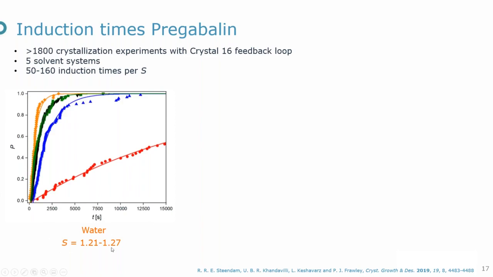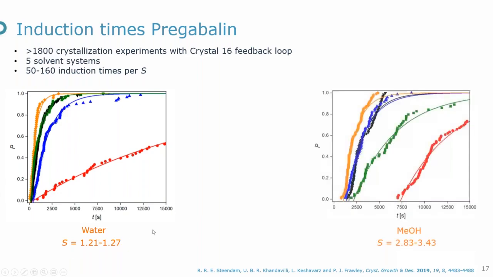What's interesting is that in water, in combination with pregabalin, a small supersaturation was needed to induce nucleation, but the range of supersaturation was quite narrow. In another solvent system that we tested, namely methanol, a much higher supersaturation ratio was needed for crystallization, and the range of supersaturation was much wider. So already at this stage, we noticed there is something going on with the solvent choice.